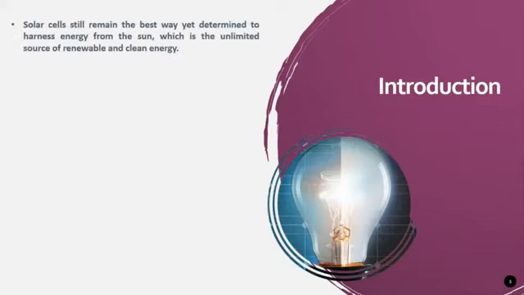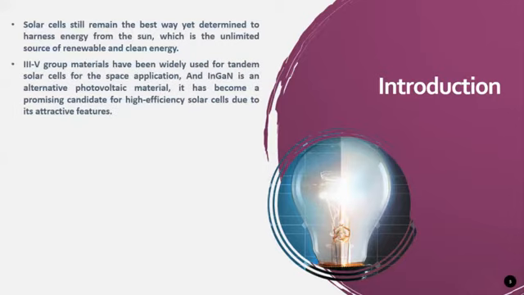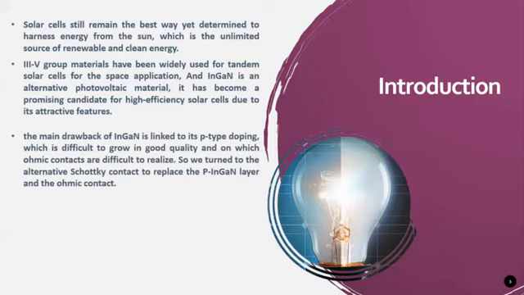Solar cells still remain the best way yet determined to harness energy from the sun, which is the unlimited source of renewable and clean energy. Several materials were utilized to produce solar cells. The most common material used for the production of solar cells is silicon, and group IV materials have been widely used for tandem solar cells for space applications. And indium gallium nitride is an alternative photovoltaic material. It has become a promising candidate for high efficiency solar cells due to its attractive features.